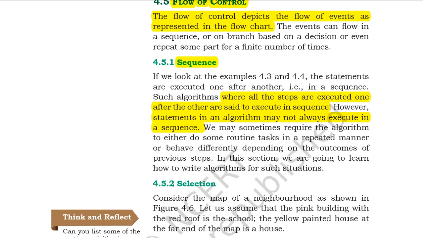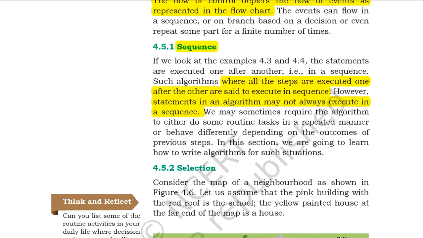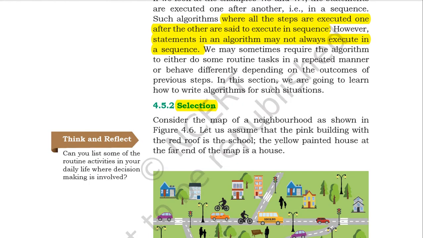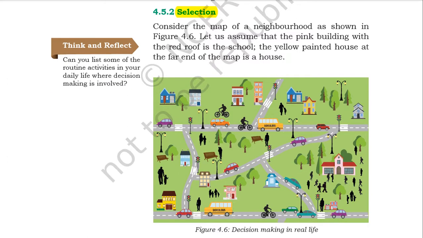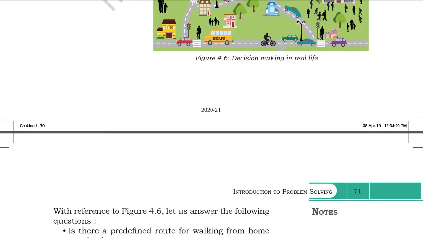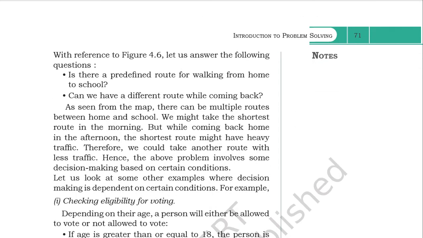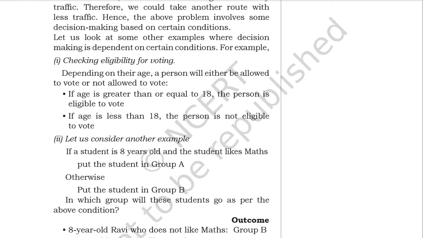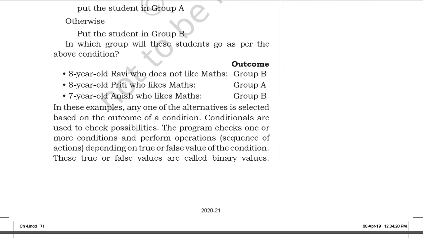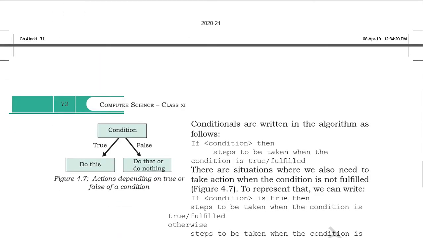So this is sequence, and then another type is selection. We have to select something. Now, consider the map of a neighborhood as shown in the following figure. Let us assume that the pink building with the red roof is the school, and the yellow painted house at the far end of the map is a house. Please go through this example. I think this is very easy to understand.